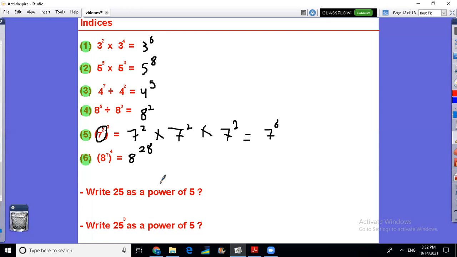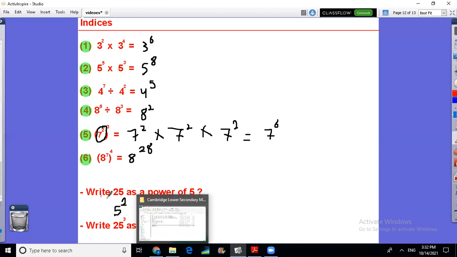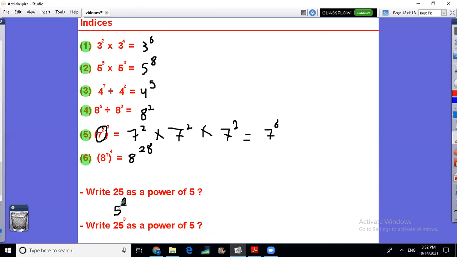And it says, write 25 as a power of 5. What does this mean? Well, it means that here it is. I'm going to write the 5 over here. It means 25 as a power of 5. It means 25 is 5 to the power of what? Exactly, it is 5 squared, which is 5 to the power of 2. Is that it? Yes, that's it. That's all they want. Just 5 to the power of 2.